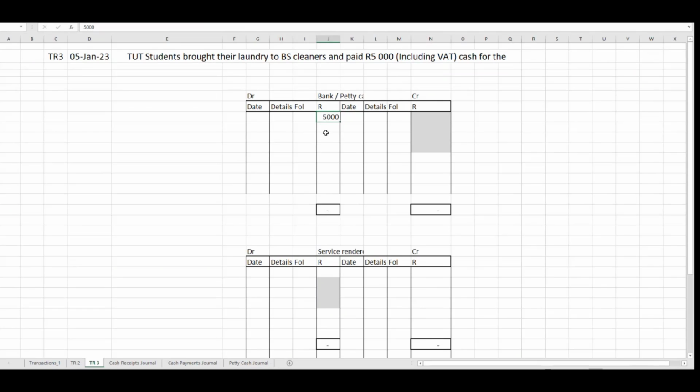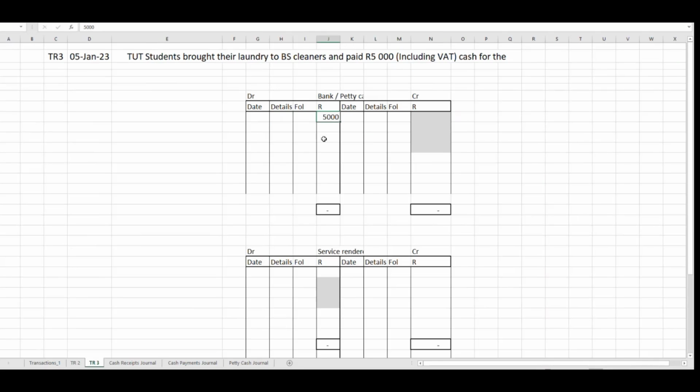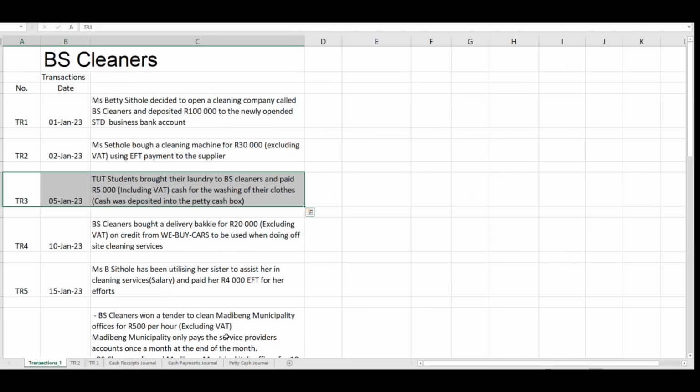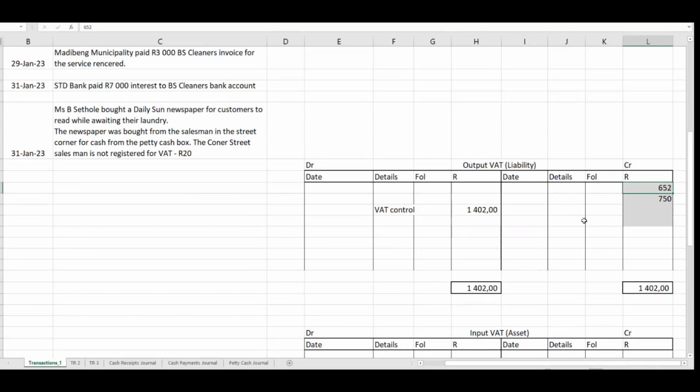It's still fine. In the previous transaction, the two amounts were separated, the 30,000 and 4,500. You can separate it, or you can leave it together as the 5,000 rands that we have received on that particular day. And we said VAT on this amount, VAT output. We said VAT is 652 rands when we were calculating it earlier today.